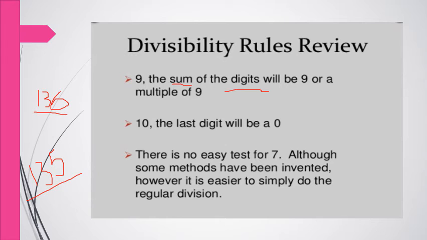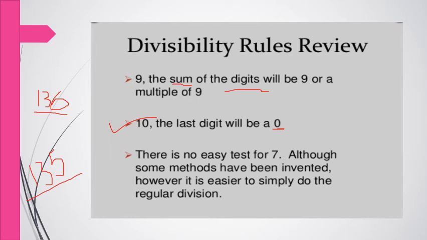And now the divisibility rule for 10 is that the last digit should be 0. In that case only will that number be divisible by 10. For example, any number whose last digit is 0 can be divided by 10. So the divisibility rule for 10 is very easy.